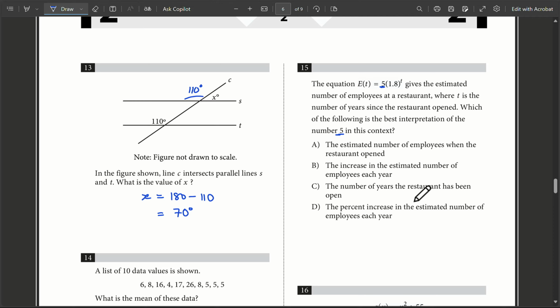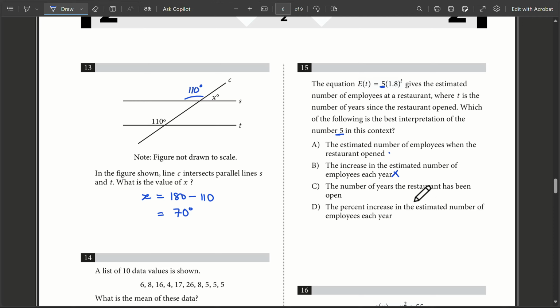Okay, so part A says the estimated number of employees when the restaurant opened. Yes, that sounds correct. The increase in the estimated number of employees each year. No, because 5 is a constant. The number of years the restaurant has been opened.